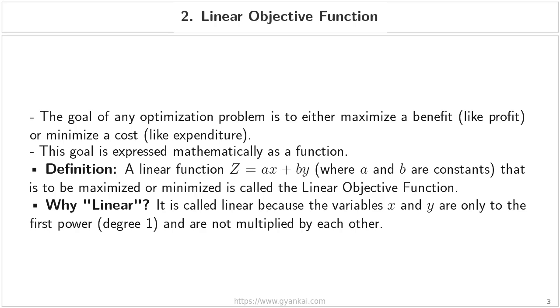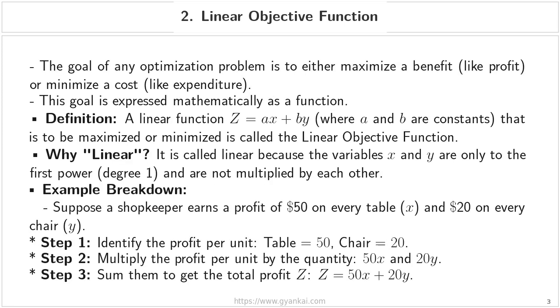It is called linear because the variables x and y are only to the first power, meaning they are degree 1, and they are never multiplied by each other. If you saw an x squared or an x multiplied by y, it wouldn't be linear anymore. To make this crystal clear, let's look at a practical example.